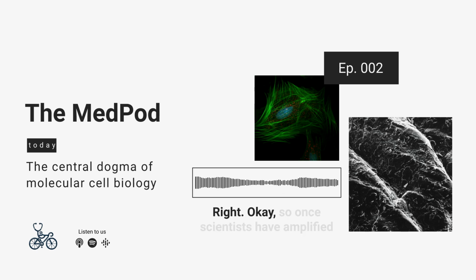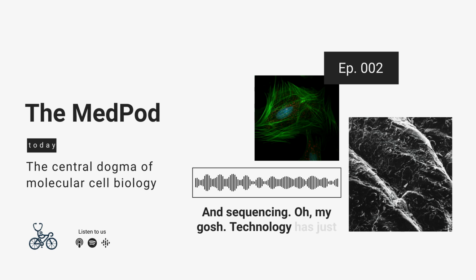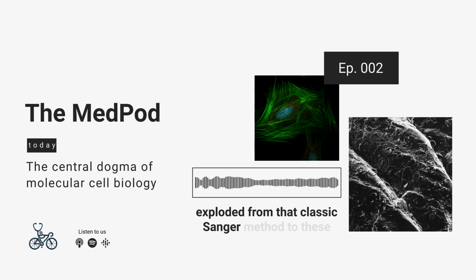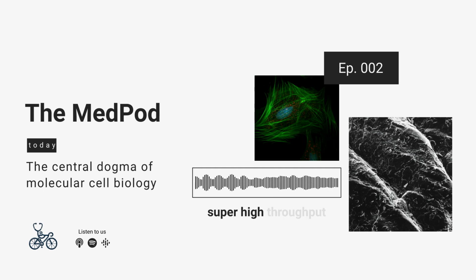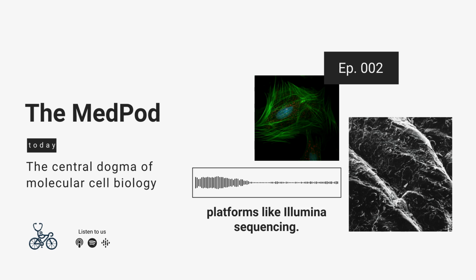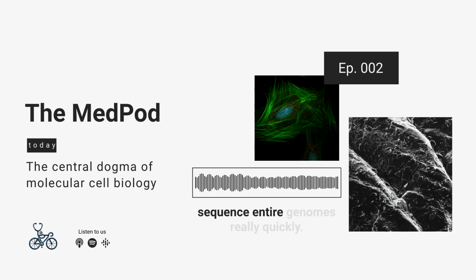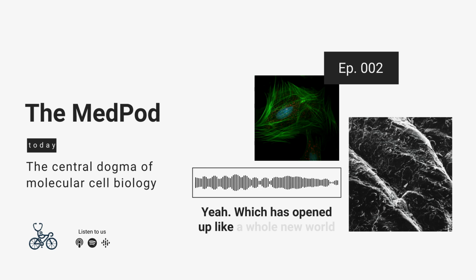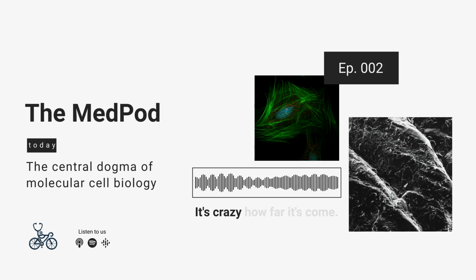Right. Okay, so once scientists have amplified these fragments, how do they actually read the genetic code? Well, that's where DNA sequencing comes in. Okay. And sequencing, oh my gosh, technology has just exploded from that classic Sanger method to these super high throughput platforms like Illumina sequencing. So now we can sequence entire genomes really quickly and it's not that expensive. Yeah, which has opened up a whole new world for genomics research. It's crazy how far it's come.